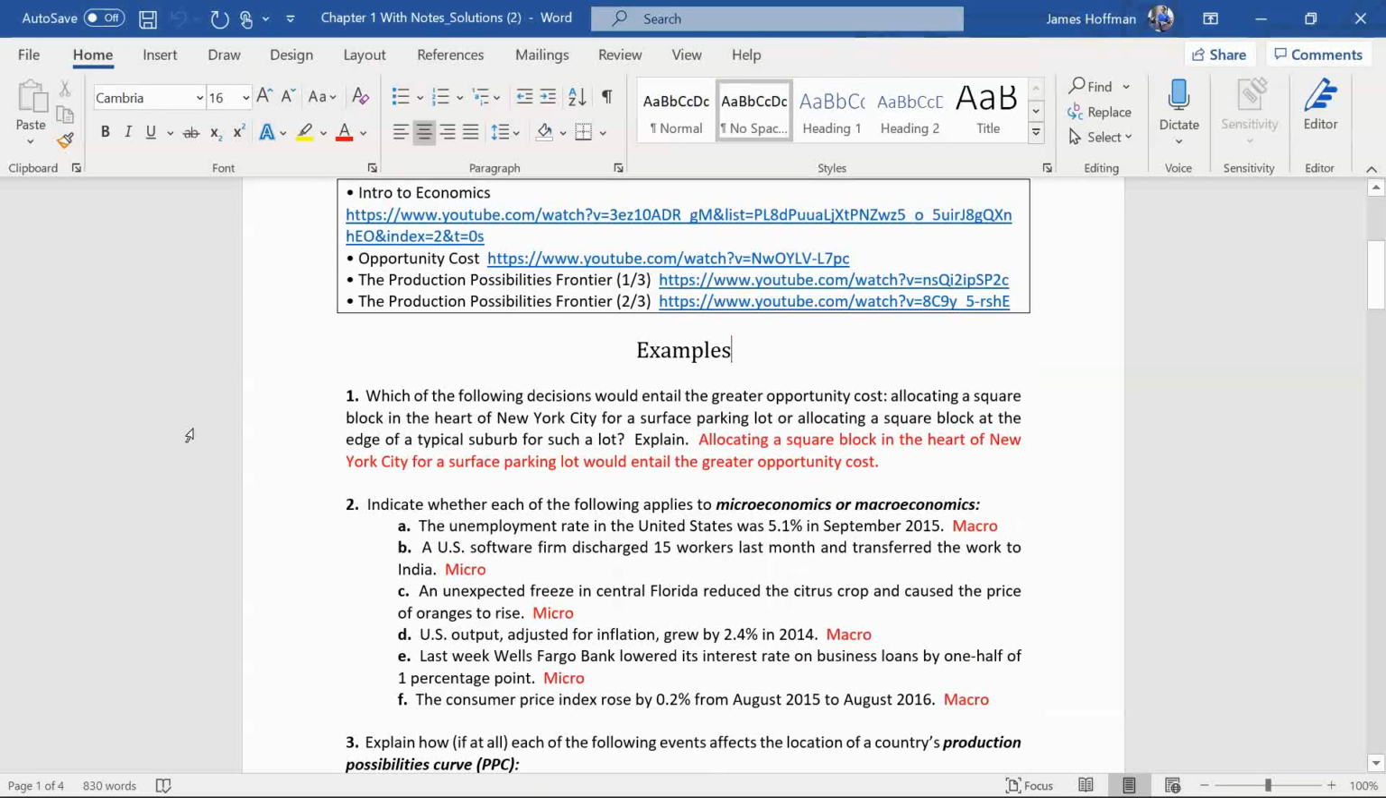Okay, so here we go, number 1. There are just some simple questions first, then we'll look at the production possibilities curve, and then we'll look at an example of the budget line.